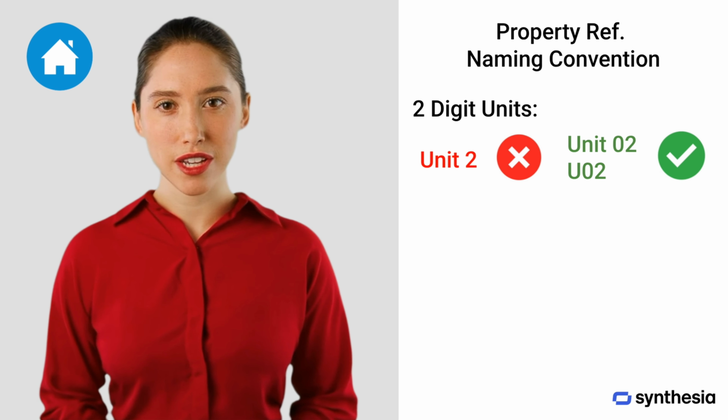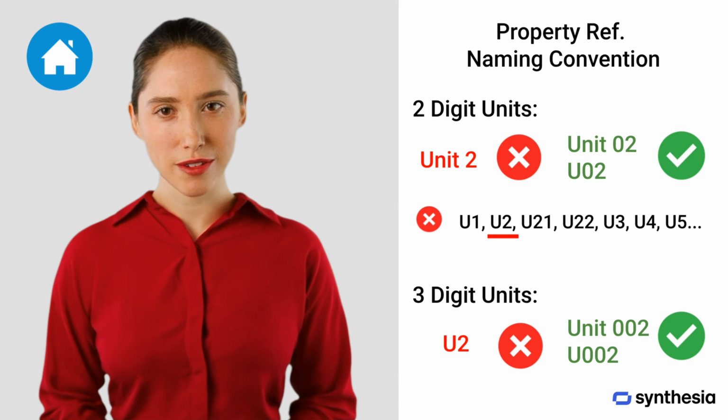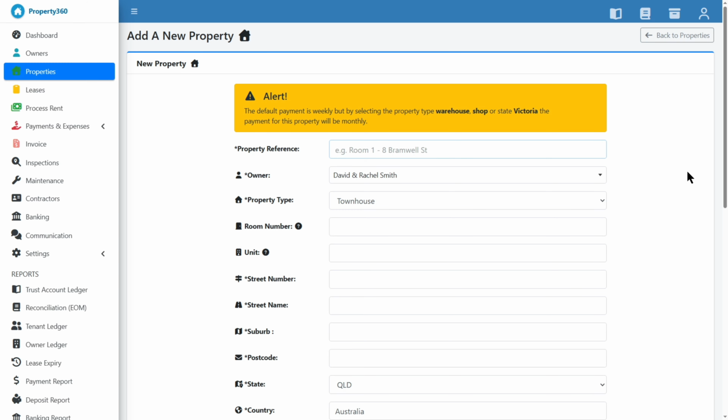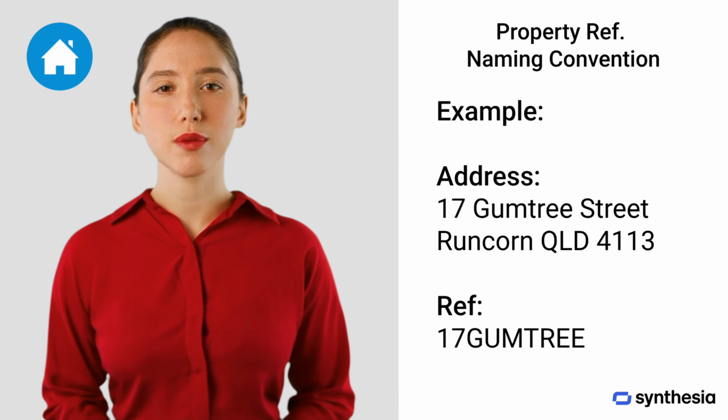If there are three-digit units inside your complex, instead of Unit 2, enter Unit 002, or alternatively, U002. If you also manage standalone properties outside the complex, use a clear, easily identifiable name, ideally based on the property's location. For example, for 17 Gumtree Street, Runcorn, consider using something like 17 Gumtree. This will help you identify and differentiate between properties quickly in the future.